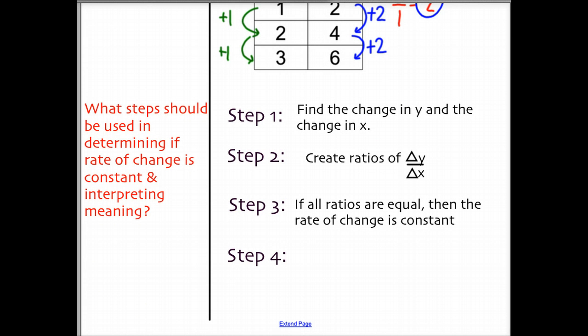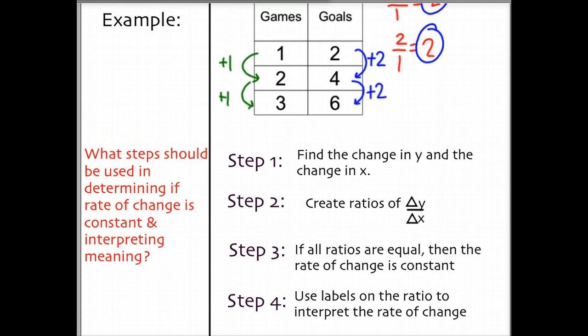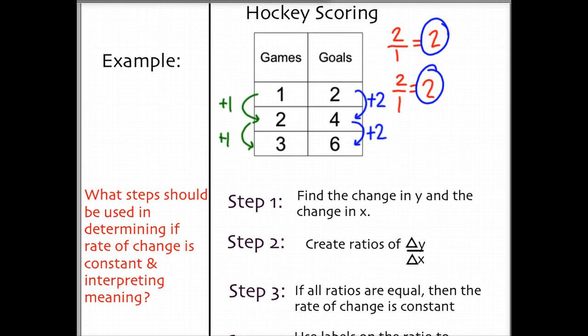Our fourth and final step is to use labels on the ratio to interpret the rate of change. We have to use our labels so that we interpret what the rate of change is saying. What this is saying is we have 2 goals for every 1 game. So that's what this hockey team, their average is 2 goals per 1 game.